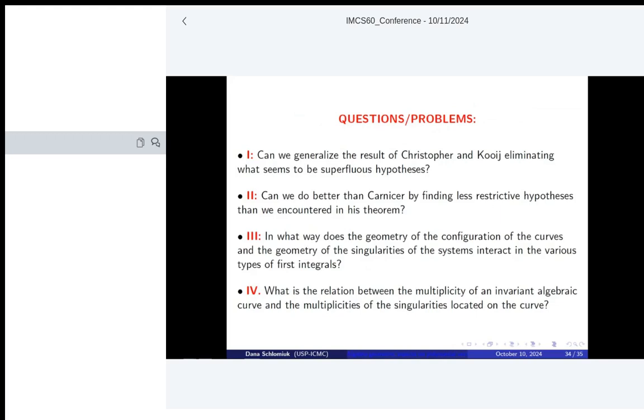And finally, what is the relation between the multiplicity of an invariant algebraic curve and the multiplicities of the singularities located on the curve? We see that for every multiple curve, we have multiple singularities placed on the curve. So what is the relationship between these 2 types of multiplicity? And there are lots of other problems.